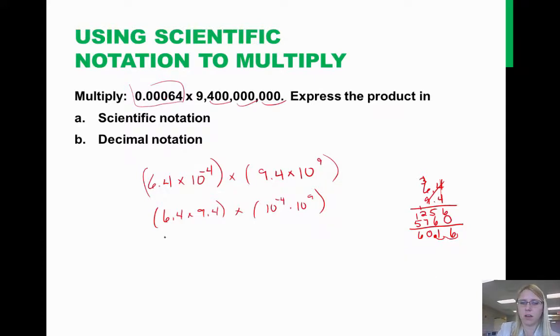So on this one, we have 60.16 times 10. And if we use our exponent rule here, it would be -4 plus 9. That becomes a positive 5. Now, this number is not between 1 and 10, and it needs to be. I need to move this decimal over 1 to the left to make this 6.016. But if I do that, I need to add 1 to this. So if I move this direction, I'm adding to the exponent. If I have to move my decimal this direction, I'm subtracting from the exponent.